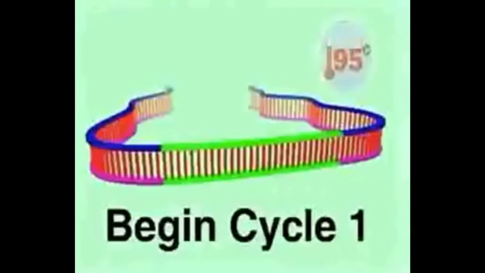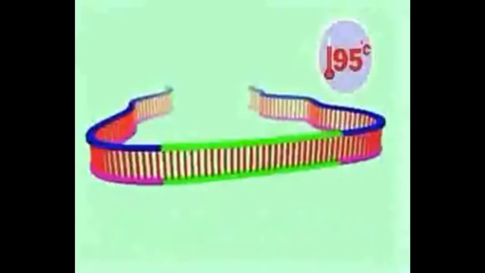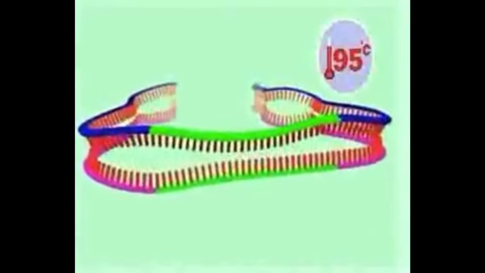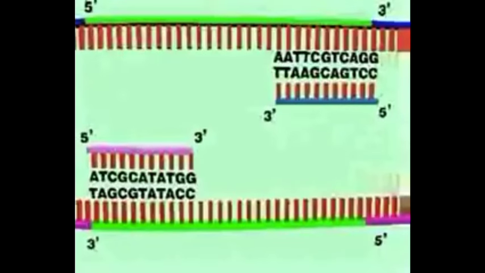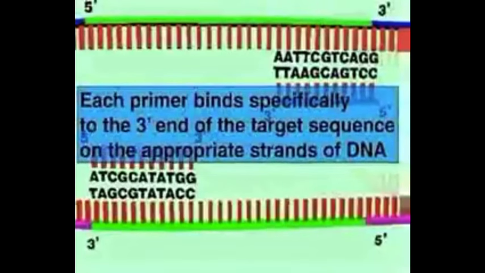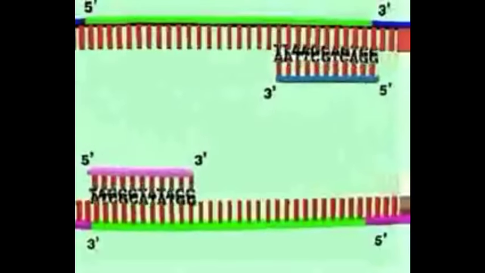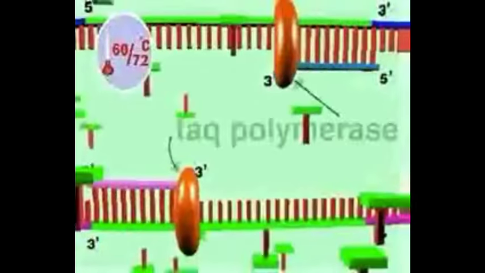In the first cycle of PCR, the DNA molecules are melted by raising the temperature to 95 degrees. After the strands have separated, the temperature is lowered to 60 degrees so that a pair of short oligonucleotide primers, specific for the 3' ends of the target sequence, can bind, one primer on each strand. The primers then direct a DNA polymerase, called Taq, to synthesize the complementary DNA strands from free nucleotides.